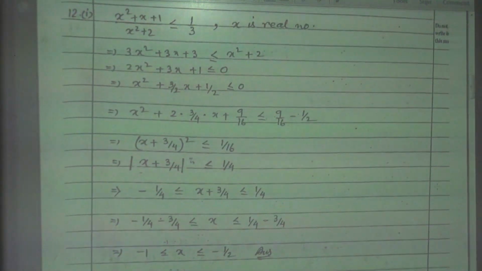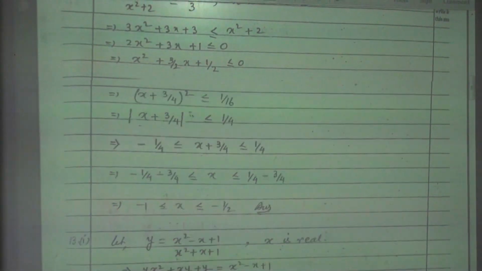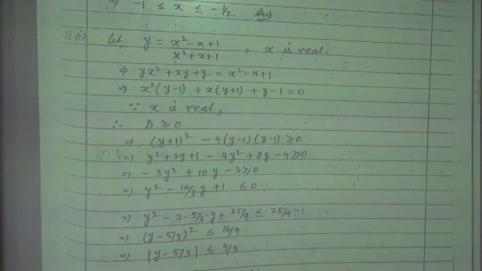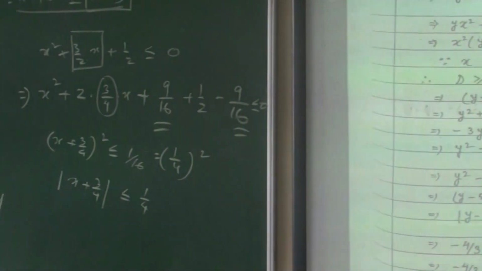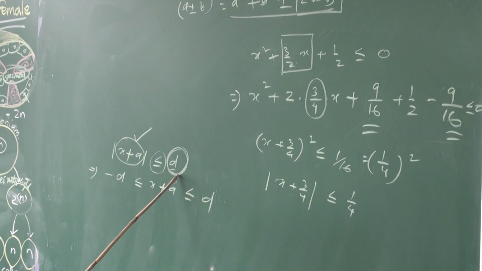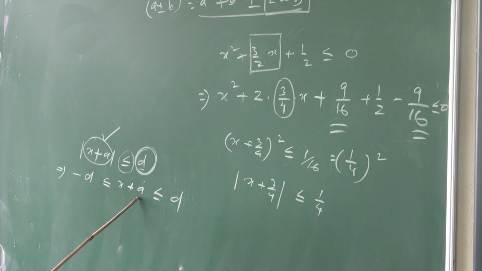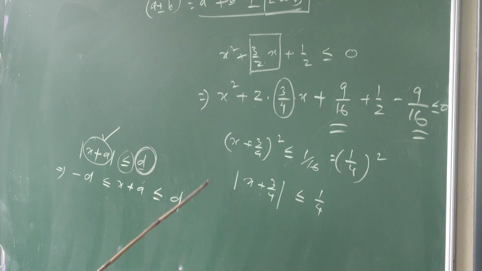So this way you have to check. Once again, this part don't forget. Modulus of x minus a less or equal to d means minus d less or equal to x minus a less or equal to d. I think we have done this one in class 10 also.